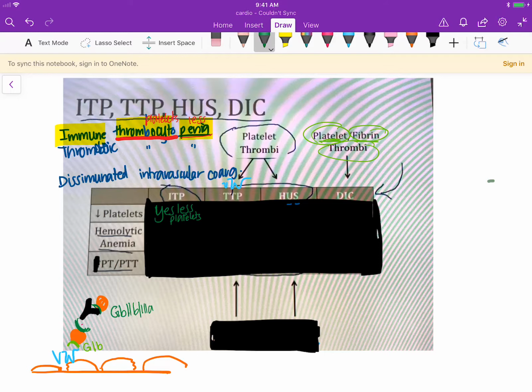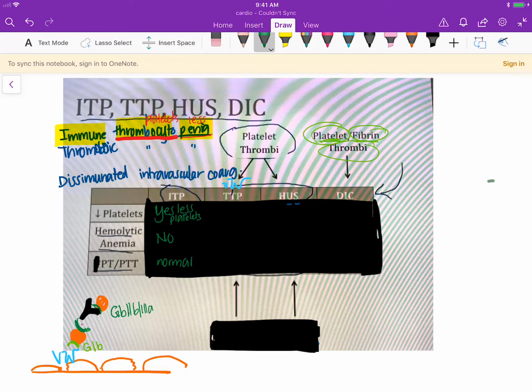What about hemolytic anemia? Anything happening to the red blood cells? No. So no hemolytic anemia. Anything happening to the PTT or PT? Remember, these are coagulation factors. There's nothing about coagulation factors. These are all platelets. So that means that no, PTT and PT is normal.